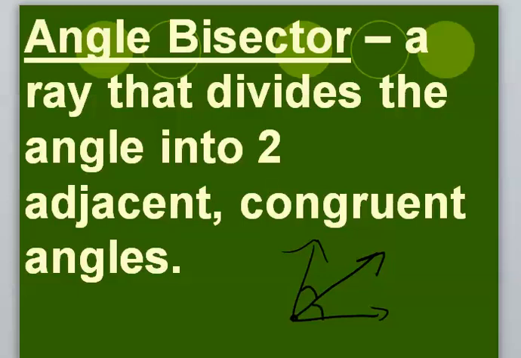And since these 2 small angles are congruent, we can put an arc on the first one and an arc on the second one. And that shows that those 2 angles are the same measure. If we had a double arc on each, then that would also show that they're the same measure.